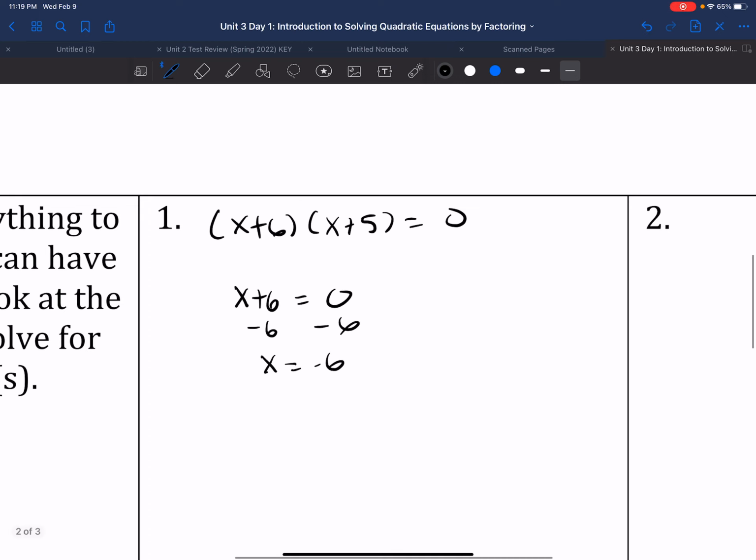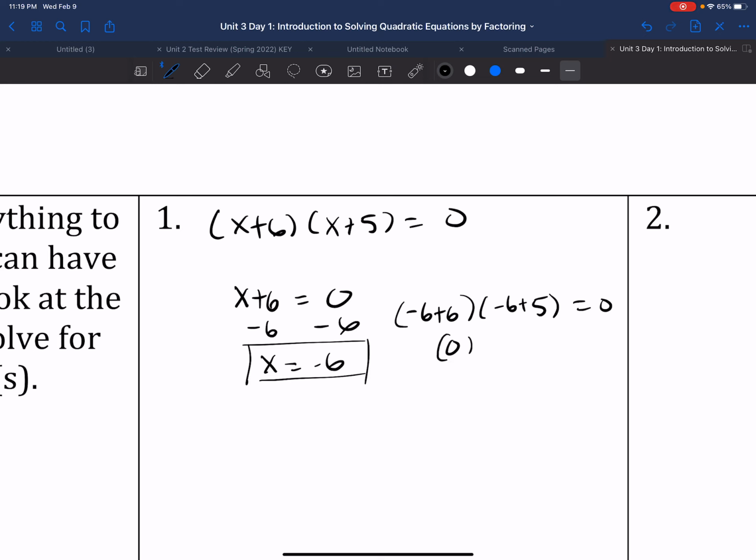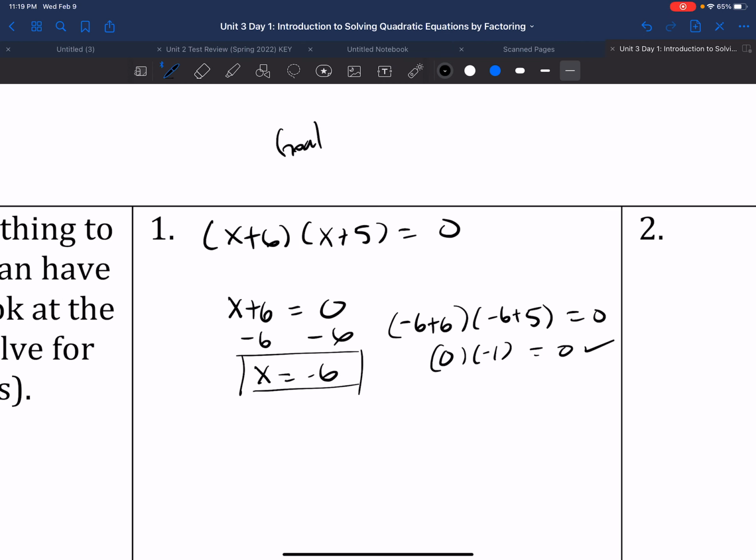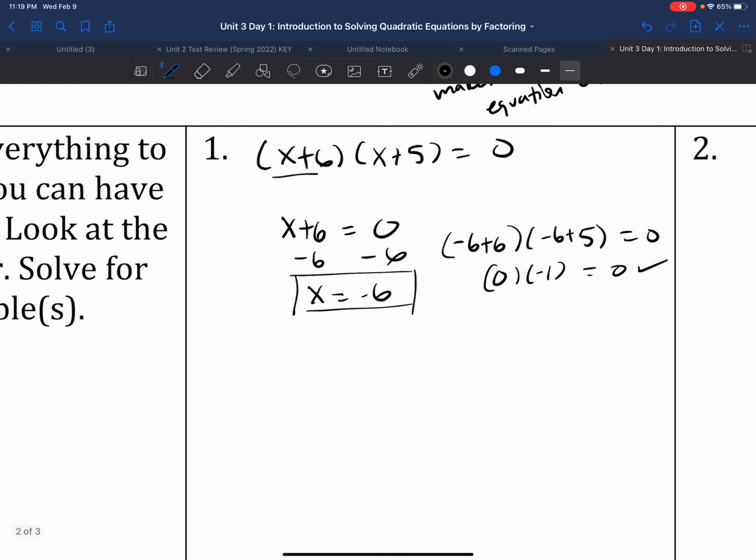And if I plug it in just to verify, this is one of my answers. I have -6 plus 6 times -6 plus 5 is equal to 0. Is my left-hand side equal to the right-hand side? Well, negative 6 plus 6 is 0, and then negative 6 plus 5 is negative 1. 0 times anything is just going to be 0, right? So x is equal to negative 6 is the correct answer. Again, my goal here is what value makes the equation 0? Okay, so I've already got x plus 6 down.